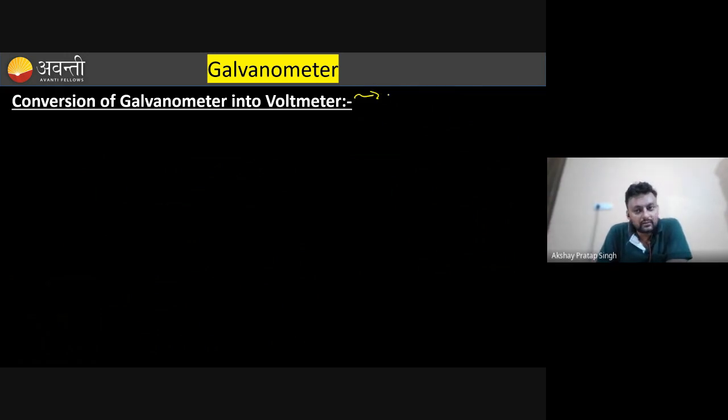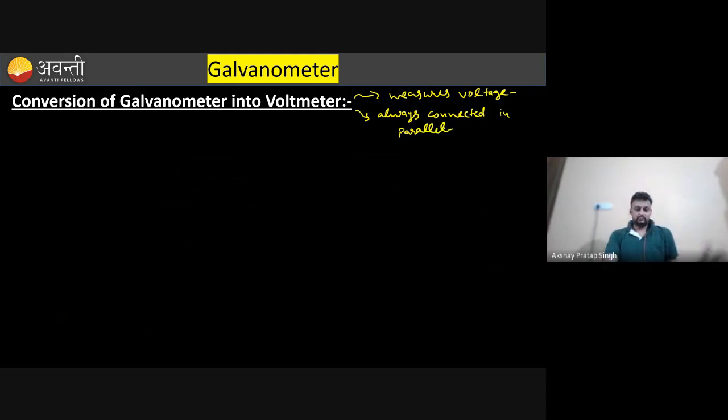One thing, voltmeter measures what? Measures voltage. One thing is clear. Now, any voltage measuring device is always connected in parallel. So you can again write: always connected in parallel. I hope these two things are clear. Measures voltage and always connected in parallel. Now listen to me again.